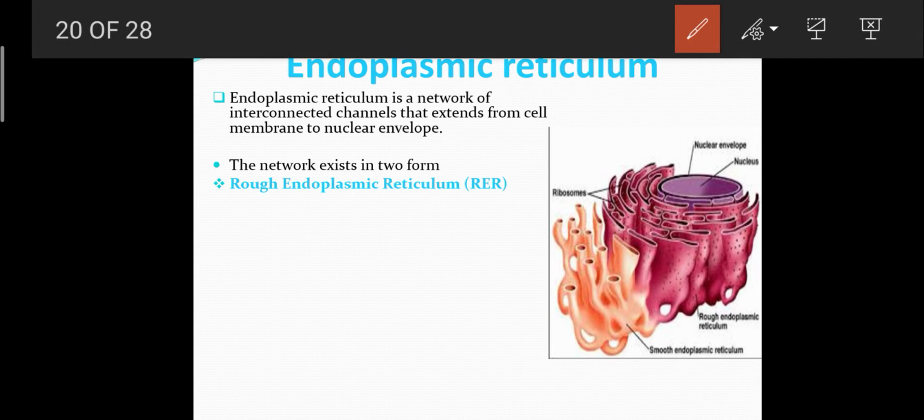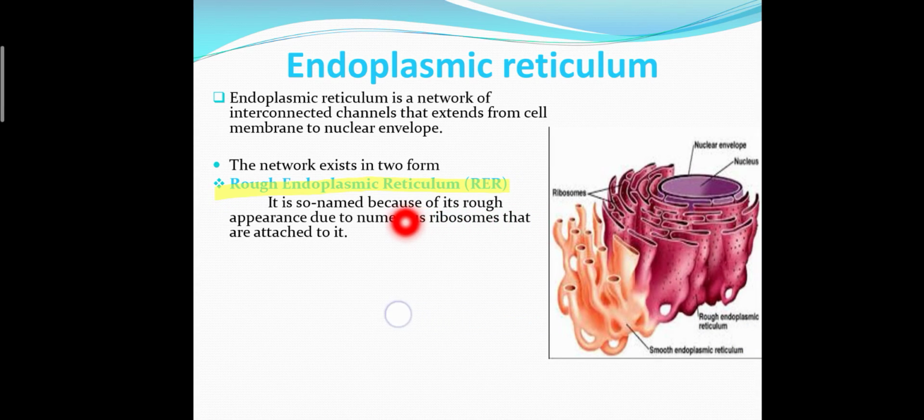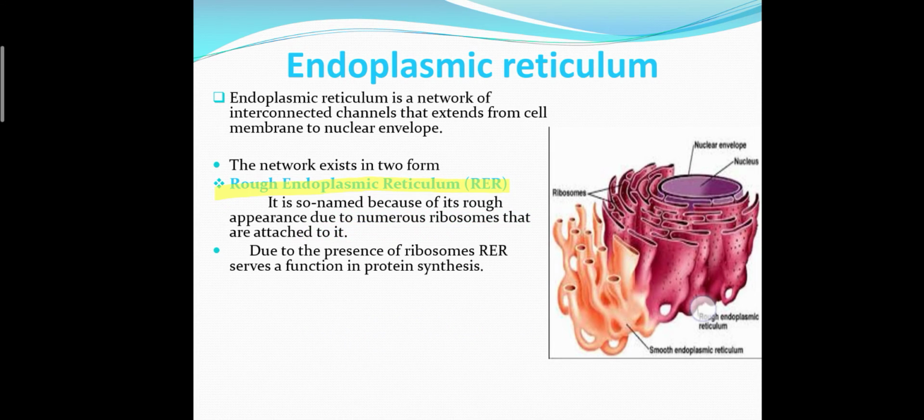What is rough endoplasmic reticulum? Rough endoplasmic reticulum is called rough because of its rough appearance due to numerous ribosomes that are attached to it. And because of this large number of ribosomes, it serves a function in protein synthesis.